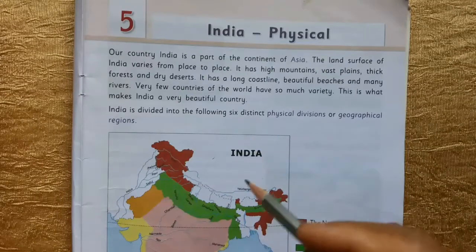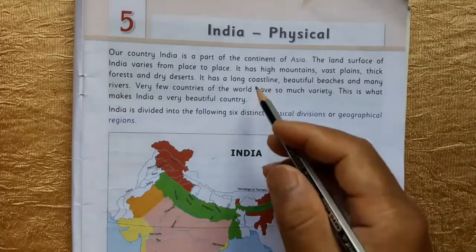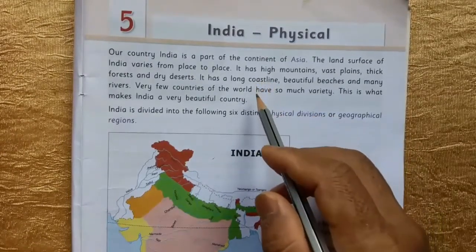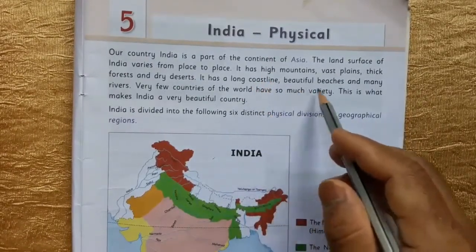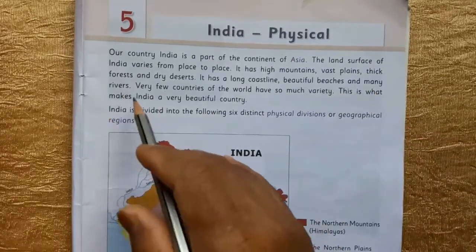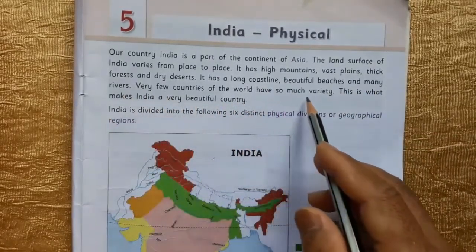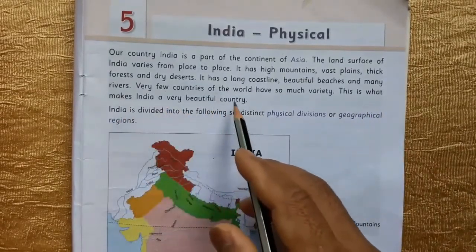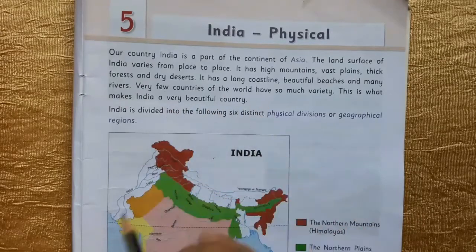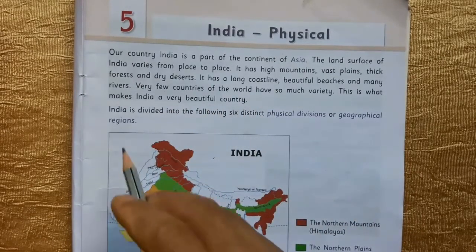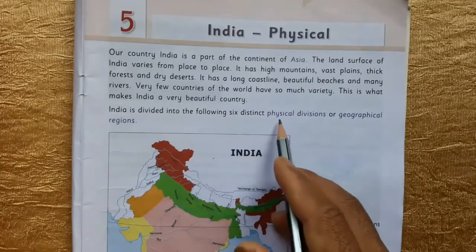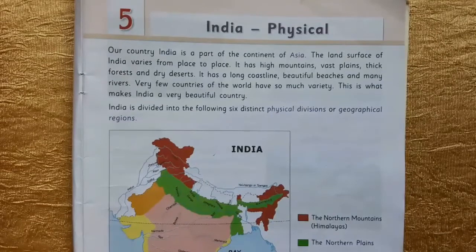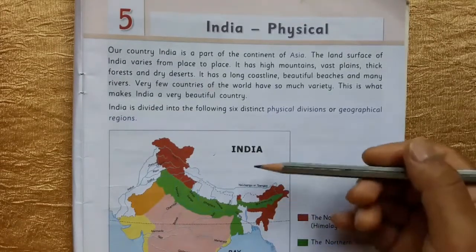It has a long coastline. Long coastline means the land which is situated near the sea coast. That is called the coastline. And beautiful beaches, many rivers. Very few countries in the world have so much variety. That is what makes India a very beautiful country. India is divided into the following six distinct physical divisions or geographical regions. Let's see them one by one in detail.